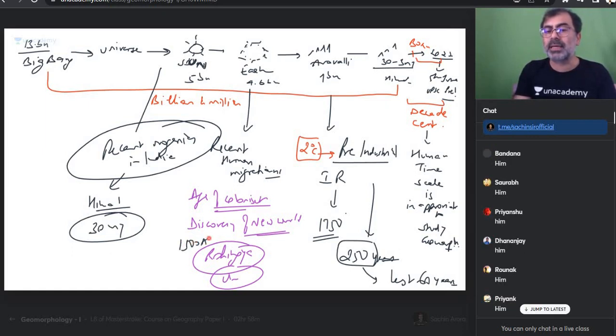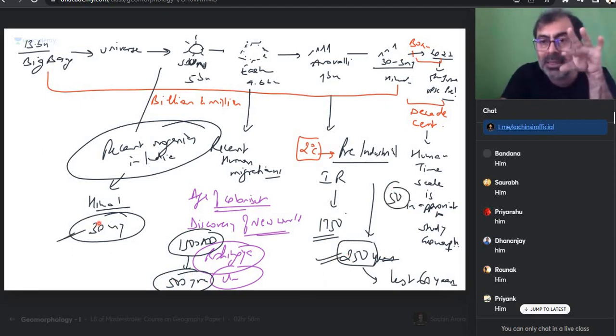Recent can be 1500 AD. 1500 AD is 500 years ago. Recent can be 250 years. Recent can be 50 years. Can I say the word recent will have different meaning depending upon the context you are talking about?